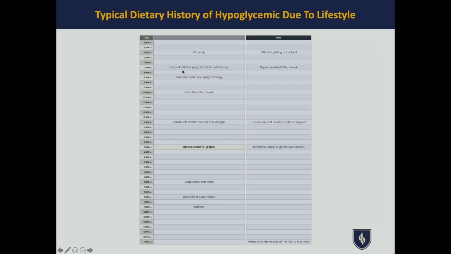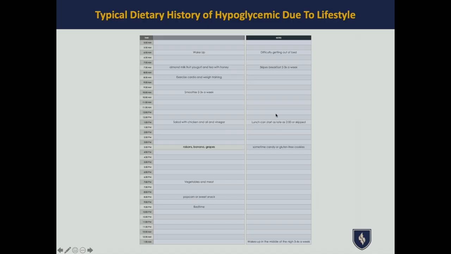And then if they do have breakfast, it's almond milk, fruit yogurt, and tea with honey. So there you see again, lots of sugar, very little protein, lots of simple sugars. And then they go exercise and work out. After their workout, let's say around 10 o'clock, they have a nice fruit smoothie, 2 to 3 times a week. Then lunchtime comes around, they have something like salad and chicken and vinegar. They also say sometimes lunch can be as late as 2 o'clock or even skipped throughout the week.